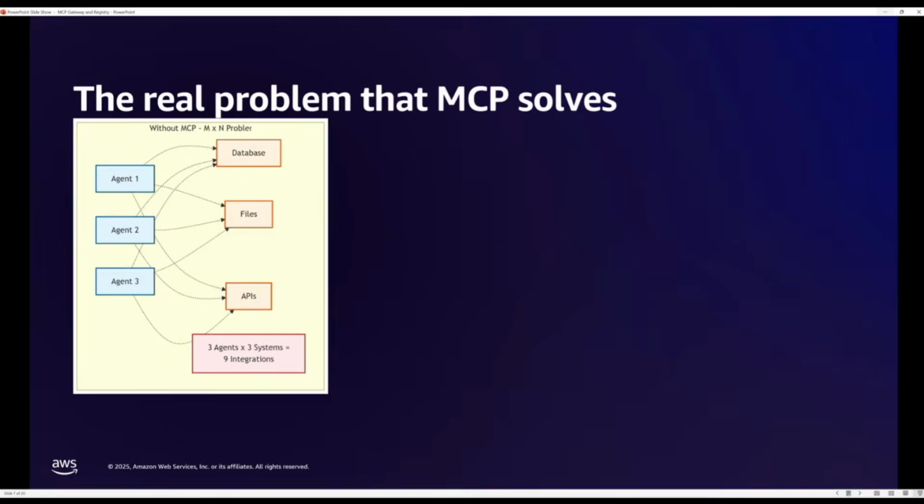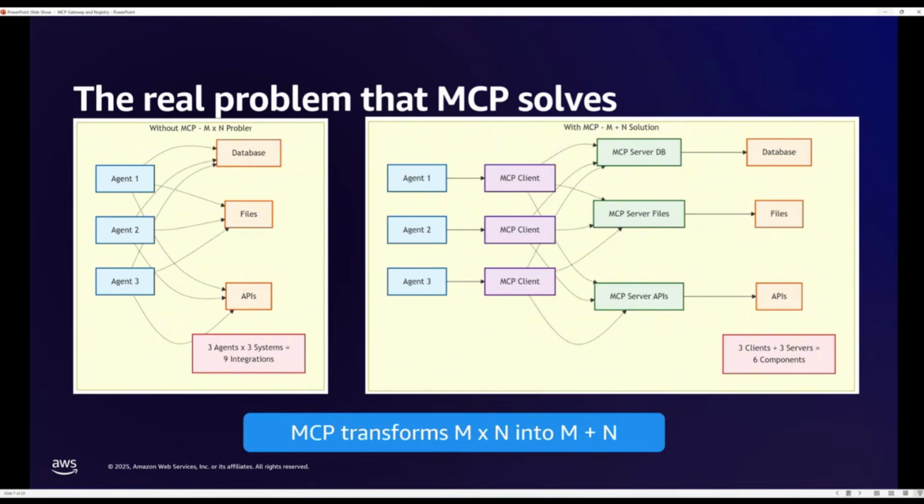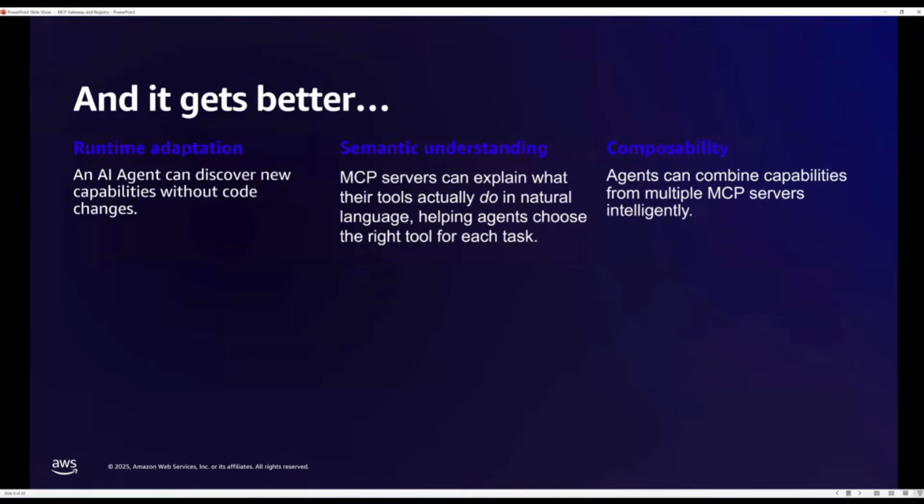So the real problem that MCP solves is that it transforms this M cross N problem of connecting M agents to N things, where you end up building M cross N connectors, to an M plus N problem, right? You have three agents and three MCP servers. That's it, 3+3 rather than 3x3 connections that you see here. So that greatly simplifies these enterprise architectures. And then it gets better.